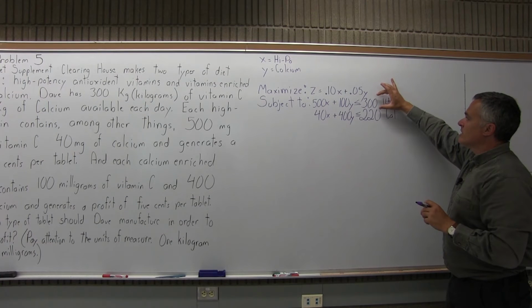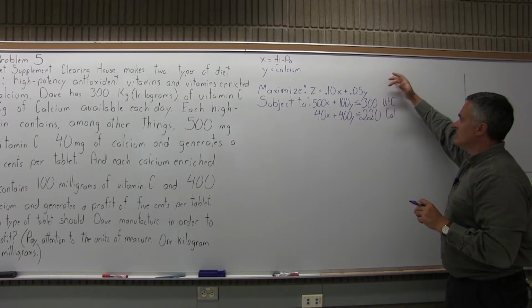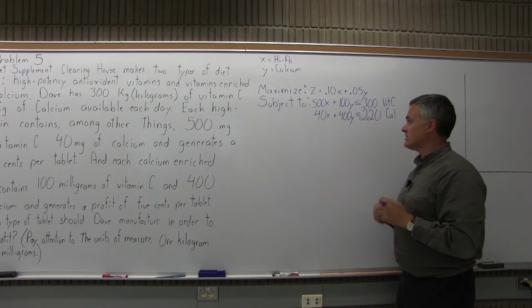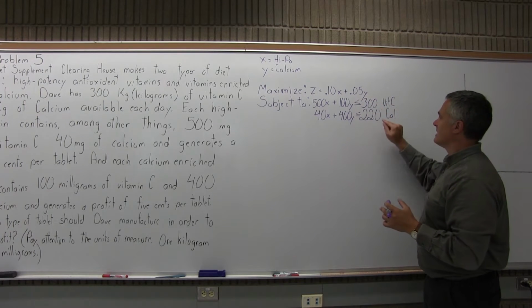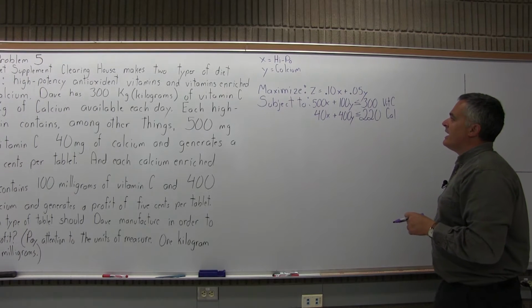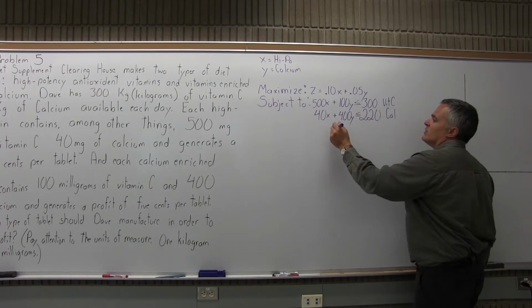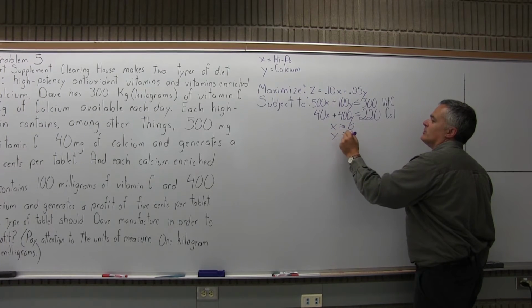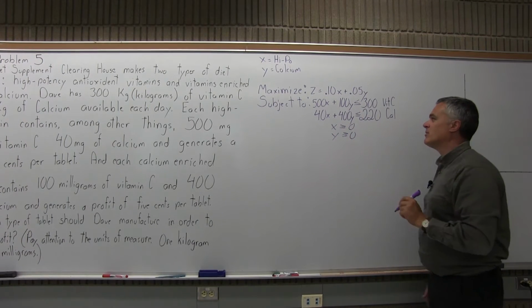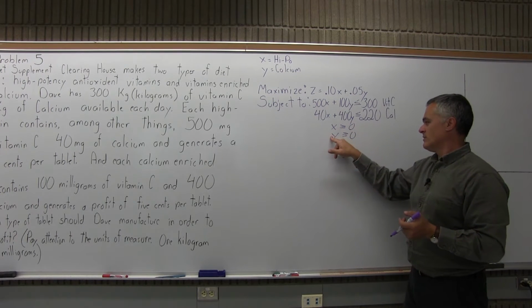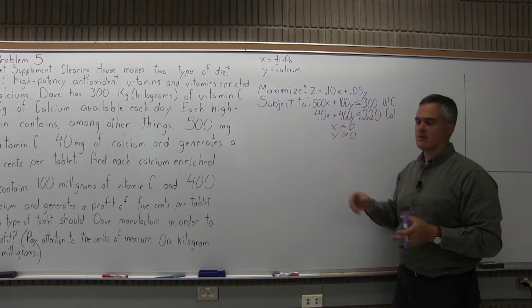Because if you have 300 kilograms of vitamin C available, you can use up all 300, but you can't use up 302. It has to be 300 or less. Same thing with the calcium, 220 or less, because that's what you have. And the final step is, for each variable you use, you have to specifically mention that it's greater than or equal to 0. So the number of high potency tablets has to be 0 or bigger, and the number of calcium tablets has to be 0 or bigger.